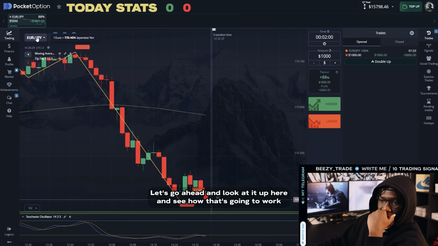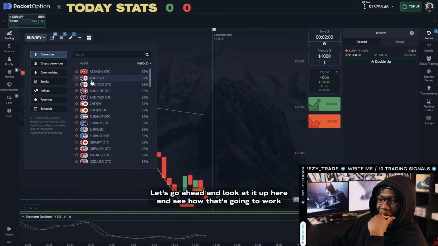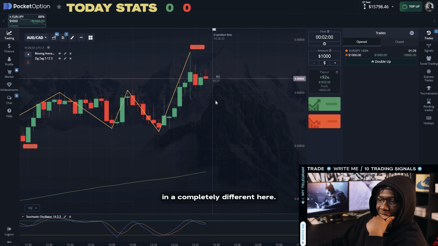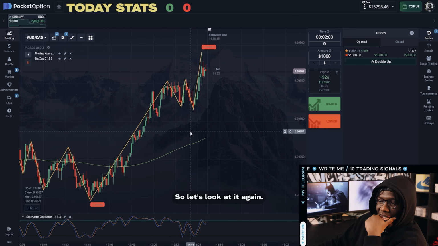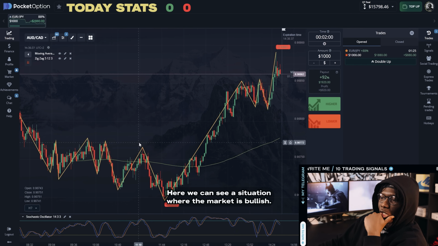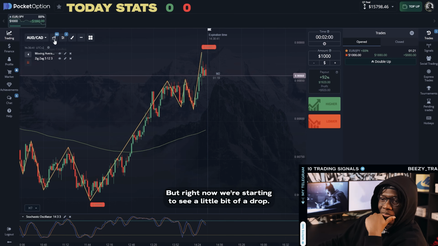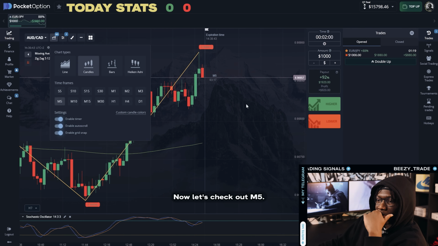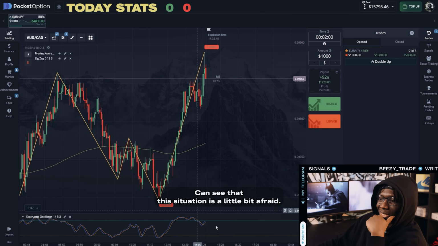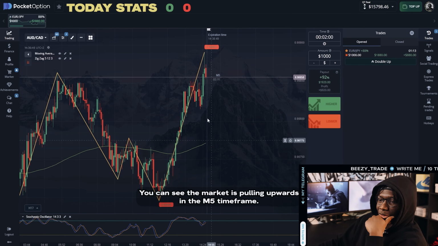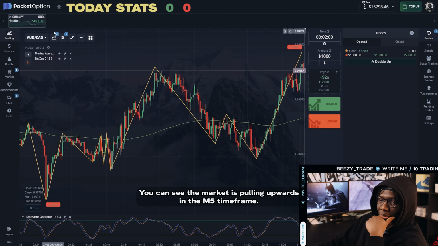on that. Let's go ahead and look at another pair and see how that's gonna work in a completely different pair. So let's look at it again here. You can see a situation where the market is bullish, but right now we're starting to see a little bit of a drop. Now let's check out M5. You can see that the situation is a little bit different. And on M5, you can see that the market is pulling upwards.